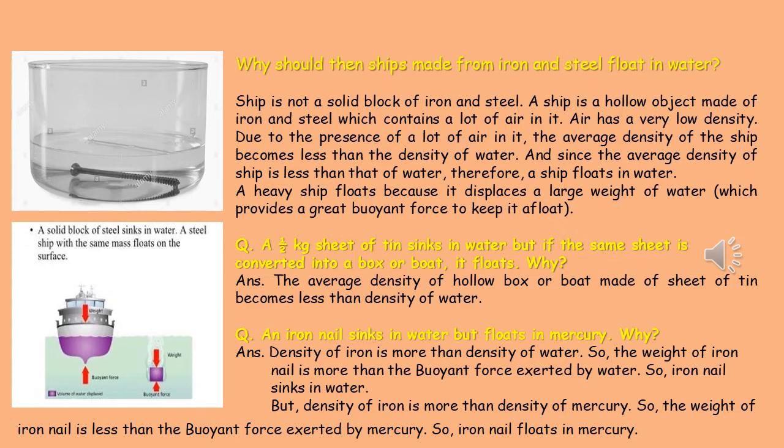Next question. An iron nail sinks in water but floats in mercury. Why? The density of iron is more than the density of water. So the weight of the iron nail is more than the buoyant force exerted by water. So the iron nail sinks in water. But the density of iron is less than the density of mercury. So the weight of the iron nail is less than the buoyant force exerted by mercury. So the iron nail floats in mercury.